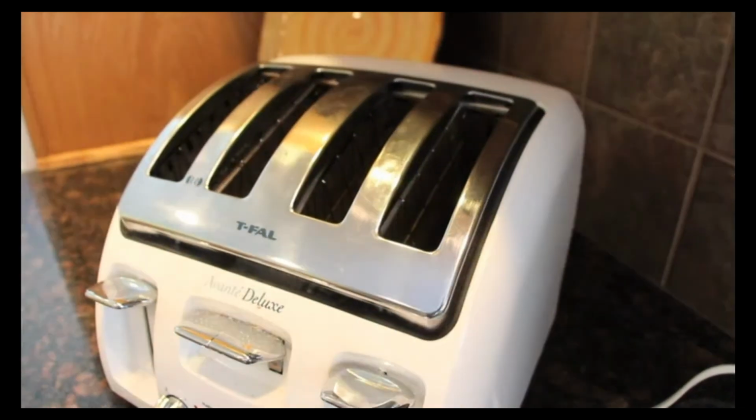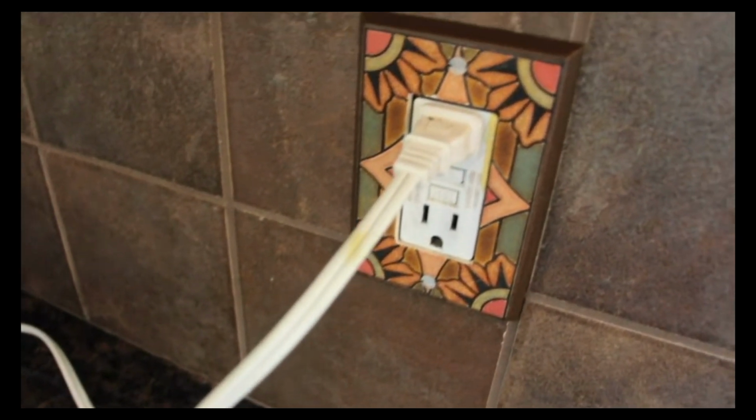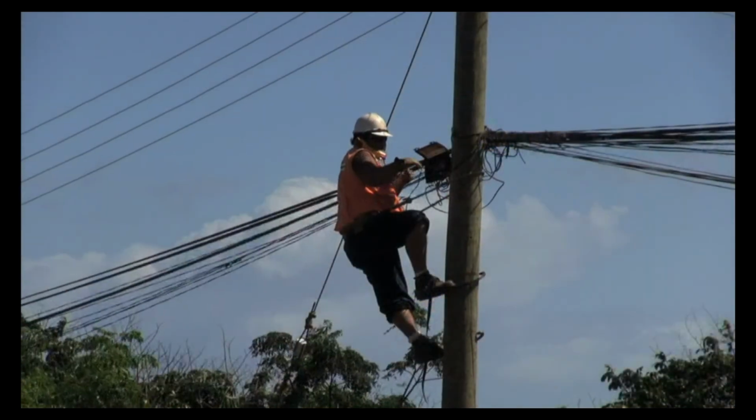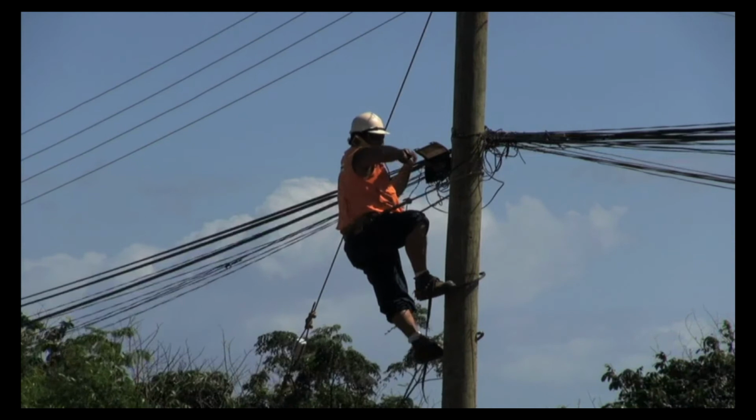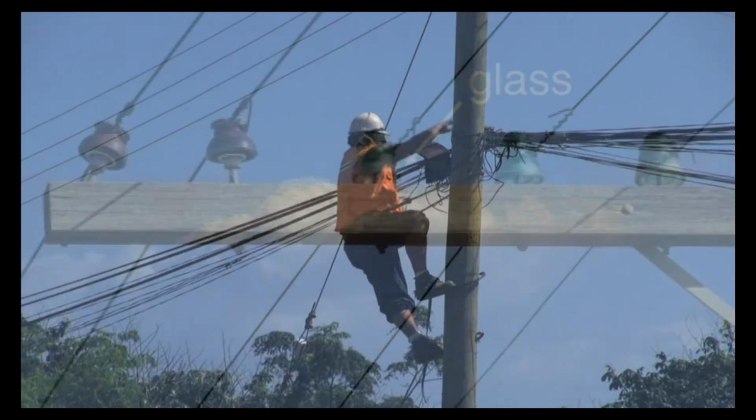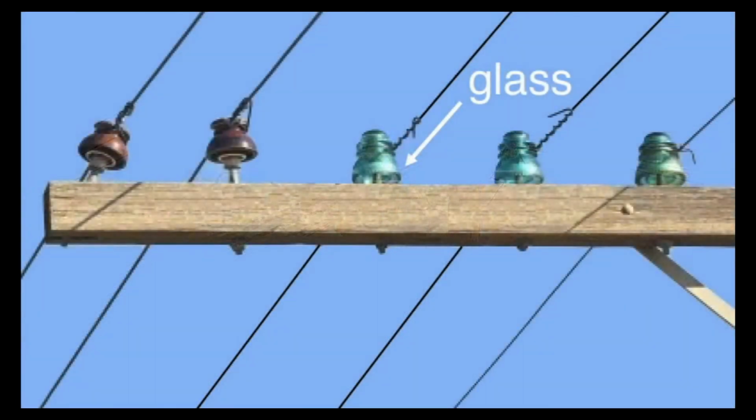You'll notice that most wires coming from electrical equipment are covered with plastic or rubber insulation for safety and protection from electrical shocks. And that's why a utility pole is made of wood. And there are glass insulators on the poles. Insulators permit little or no passage of electricity.